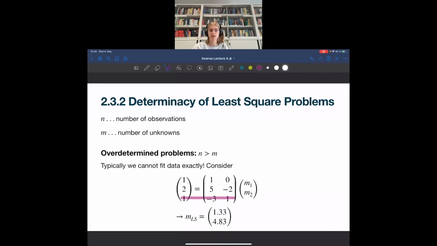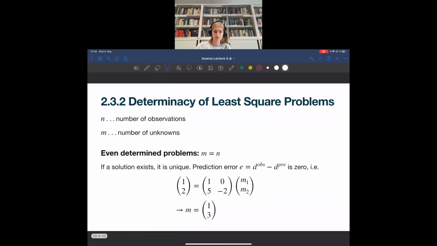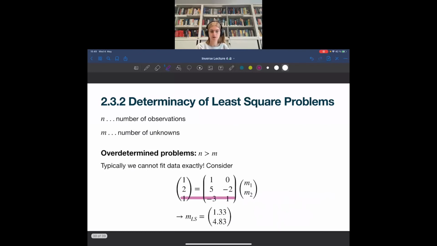We try to solve this problem here using least squares. We find out that the least squares solution is the vector I've just written down here. But if we compare that to the solution we had before, keep in mind here we have 1 and 3, and here we have 1.3 and 4.8. It is different. So using least squares, we have found a solution, but it does not solve all the single equations exactly anymore. It just approximates them as well as possible.